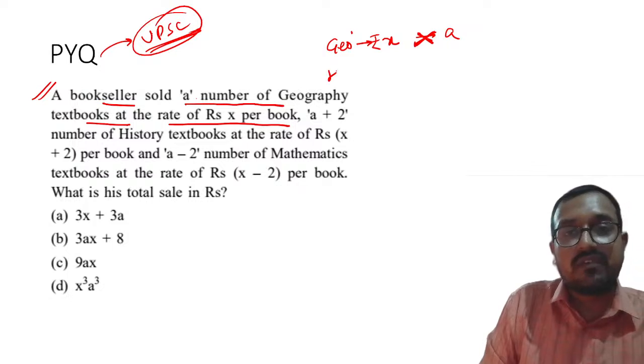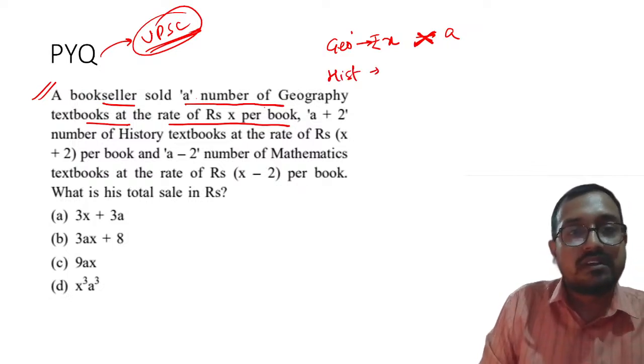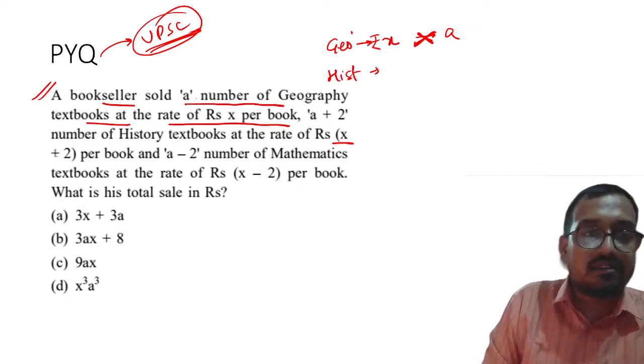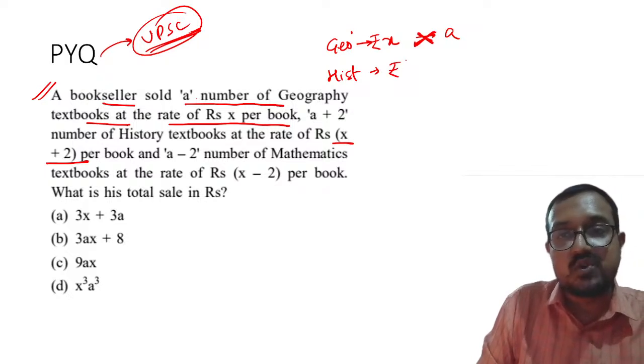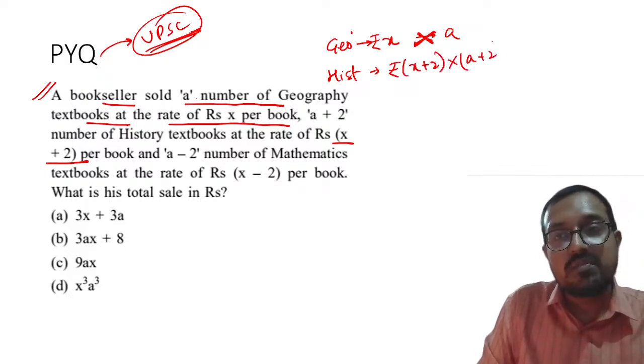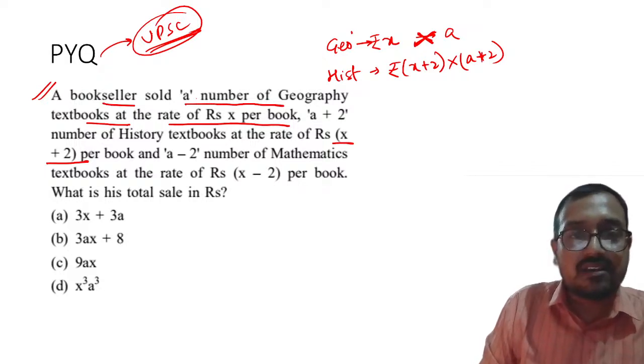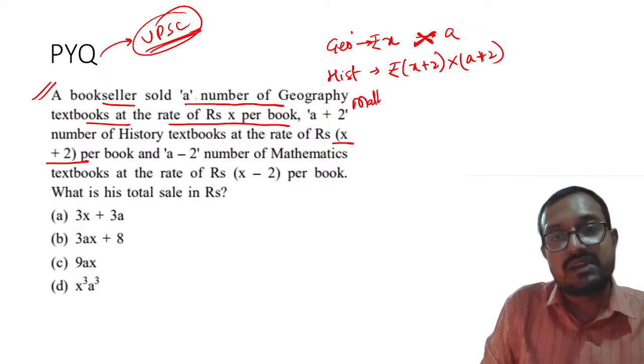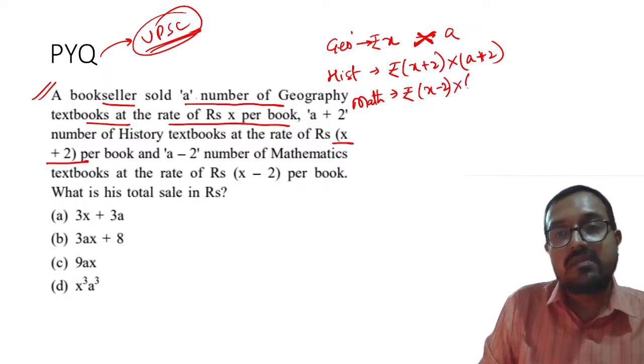And then the history book. If I talk about the history book, then he will sell per book at rupees x plus 2, and he will sell a plus 2 number of books. Understood? And then the third book is mathematics. Please remember, that is rupees x minus 2 multiplied by a minus 2.